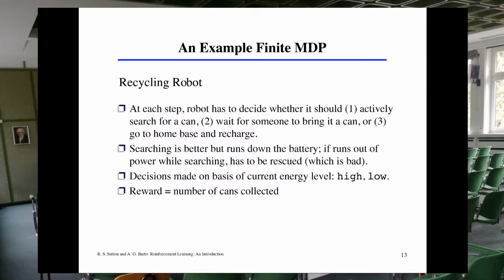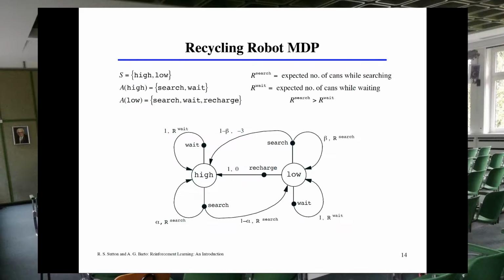And the decisions are based on the current energy. So the state will be in terms of the level of the energy of the battery. So it could be battery high or battery low. And the rewards are going to be the number of cans collected. So this is a very simple problem, but it contains all the elements of a finite MDP.